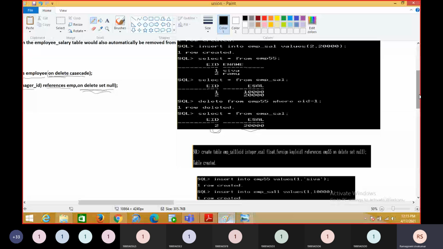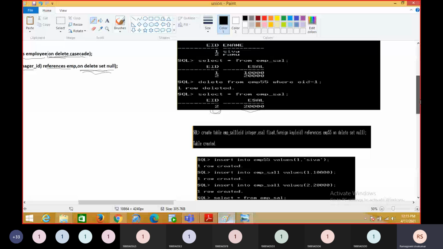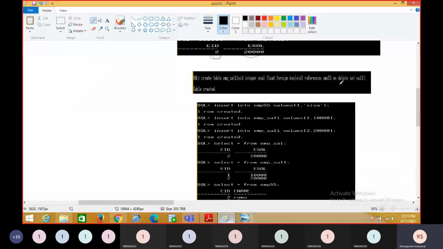So on delete set null, what will happen? If you are deleting one row from one table, that should affect the related table: the row is not available, but the element there should be null. What is the query I need to write to do on delete set null?